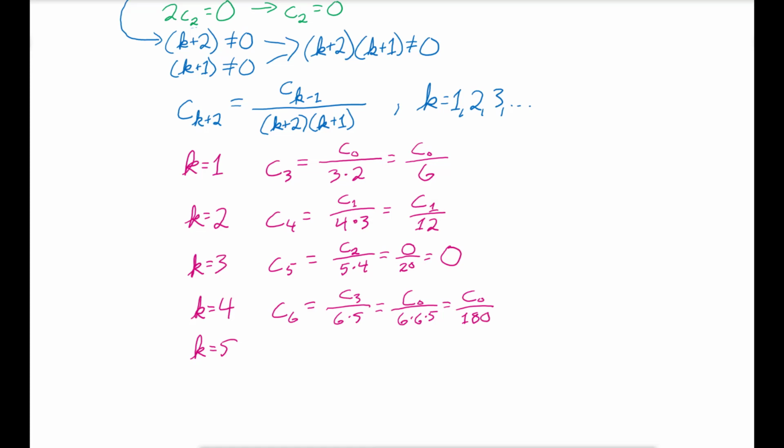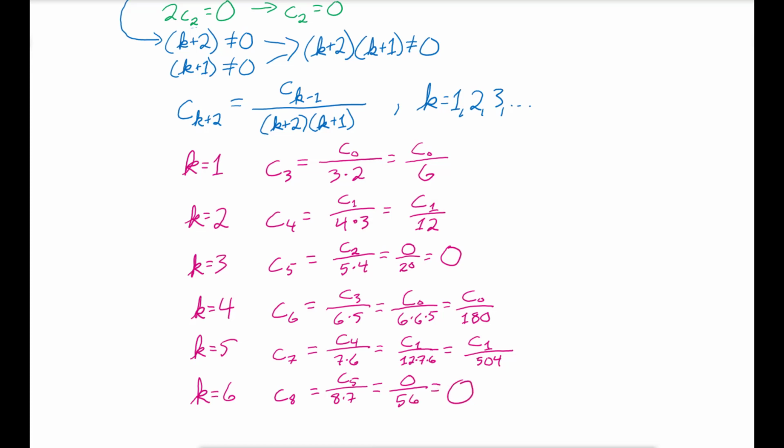Plugging in k equals 5, I have c7 equals c4 divided by 7 times 6. Well, c4 was c1 over 12, so this is c1 over 12 times 7 times 6, or c1 divided by 504. Plugging in k equals 6, I get c8 equals c5 divided by 8 times 7. Now c5 was 0, so that means that this is 0 over 56, or 0.